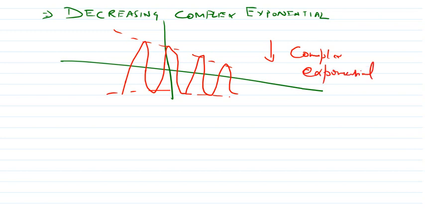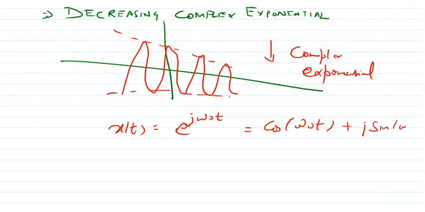Then because we have e raised to the power j omega naught t, we can write it in terms of cos and sine. So how to write this? Cos omega naught t and sine omega naught t. And what is T naught? T naught equals 2 pi divided by omega naught.